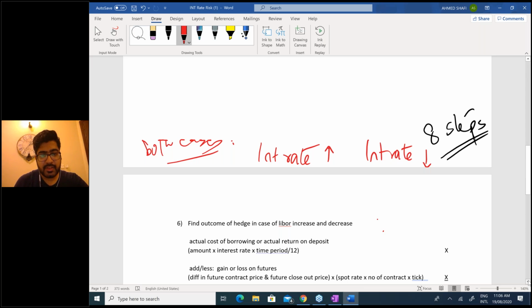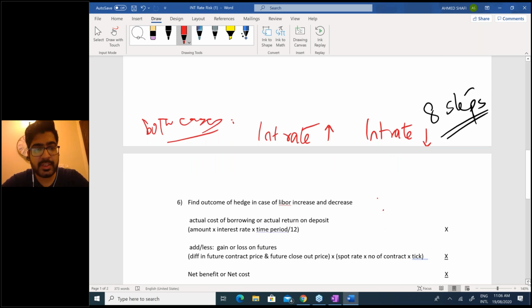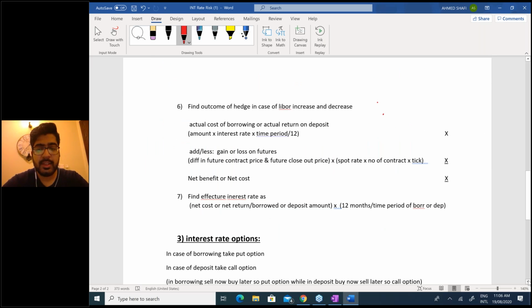Find outcome of hedge in case of LIBOR increase or decrease. Again, firstly, you need to write the actual cost of borrowing or actual return on deposit. It's easy. The actual cost of borrowing if it's a borrowing case, or actual return on deposit if it's a deposit case: amount into interest rate into time period over 12. It's very easy. Again, add or less gain or loss on futures, just as in the previous technique, gain or loss due to FRA.